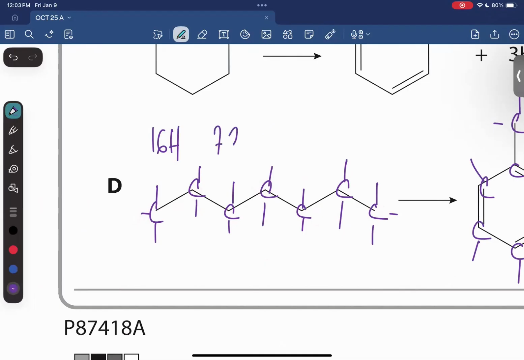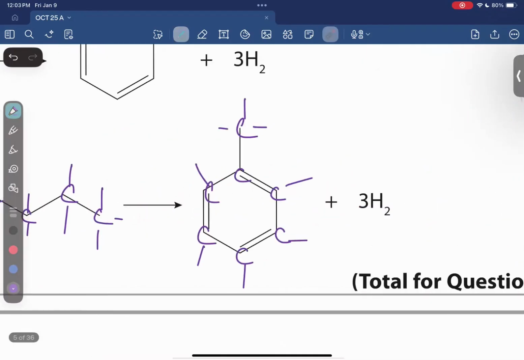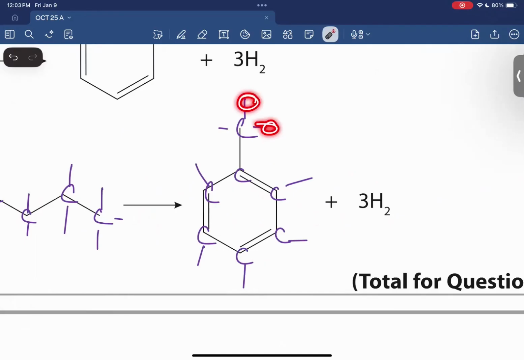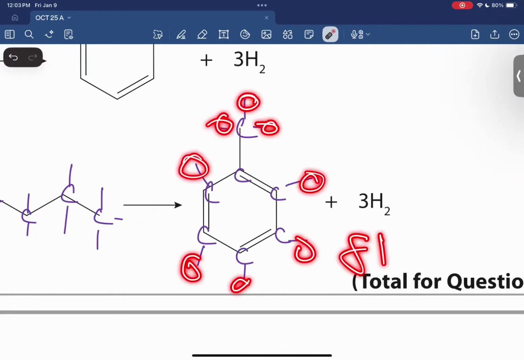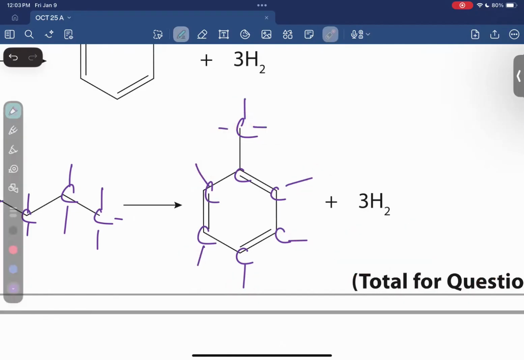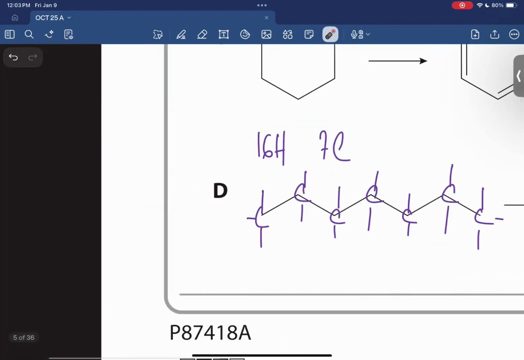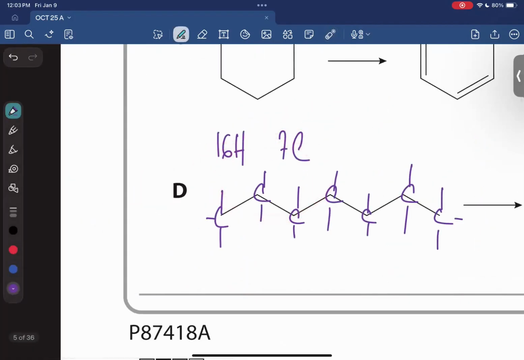7 carbon. Okay, now let's just figure out the number of hydrogen over here. 1, 2, 3, 4, 5, 6, 7, 8, right? 8 plus 6, this should be giving a value of 14. So we have 14 hydrogen over here. Now, the number of hydrogen over here and the number of hydrogen over here, they are in balance. So our answer should be D.